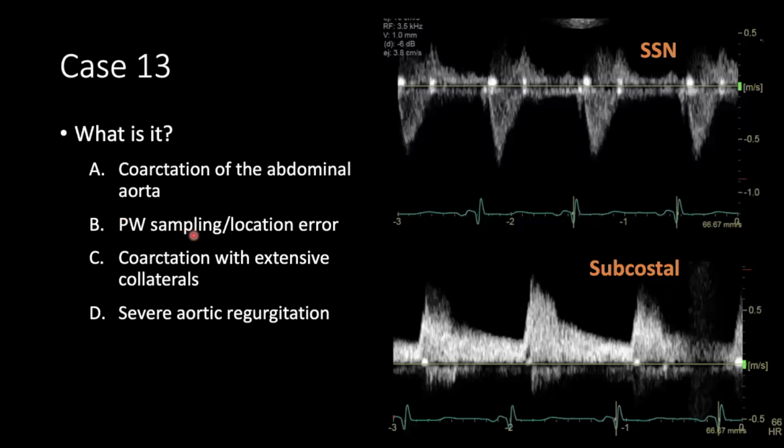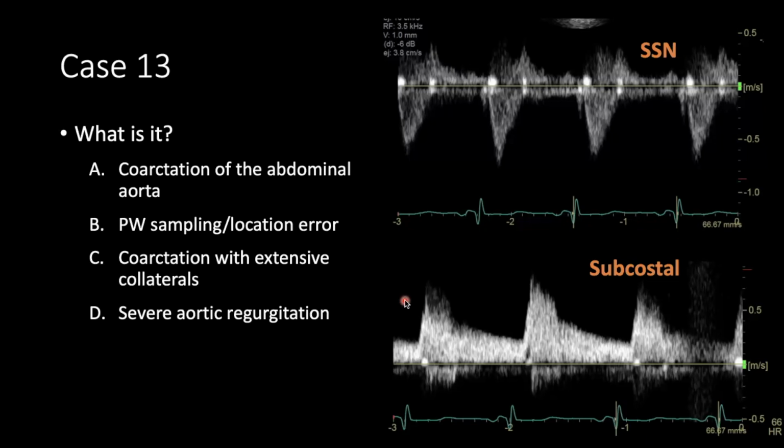Could it be that the abdominal aorta has a coarctation? So you don't see it in the suprasternal or descending thoracic view, but you do in the abdominal. Could it be a sampling error of the PW? Could it be a coarctation with extensive collateral flow? Or could it be severe AI? C, coarctation with a lot of collaterals, maybe. Anyone think it could be just a coarctation that's more distal, of the abdominal aorta? Could it be a sampling error?